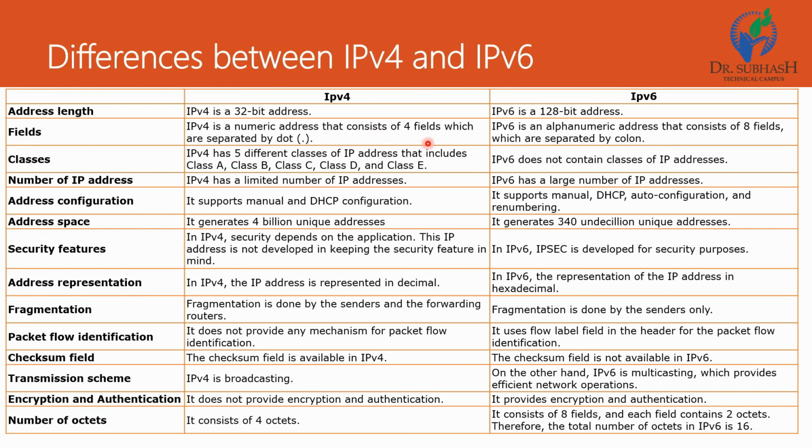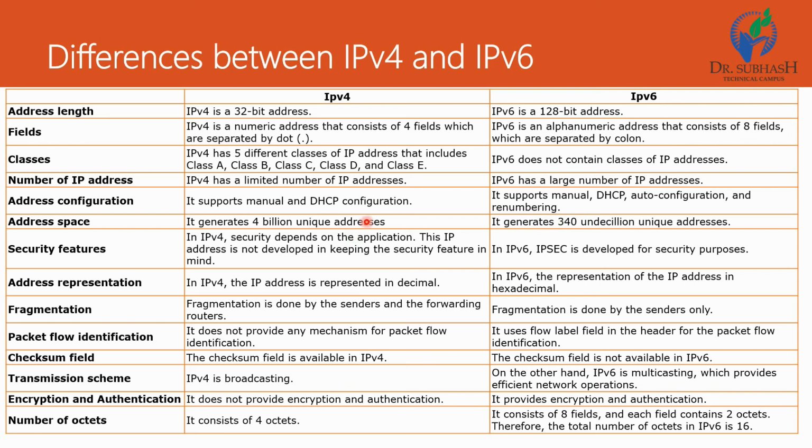There is some comparison between IPv4 and IPv6. IPv4 is 32 bit, IPv6 is 128 bit. IPv4 is separated by dots and IPv6 is separated by colons. IPv4 has 5 different classes: A, B, C, D, E. In IPv6, no classes are available. IPv4 has a limited number of IP addresses, while IPv6 has a large number. IPv4 supports DHCP, Dynamic Host Configuration Protocol, right? IPv6 supports manual, DHCP, auto configuration and renumbering.